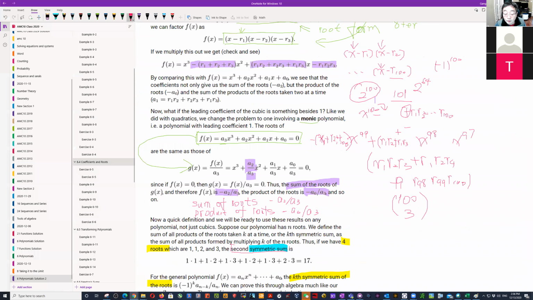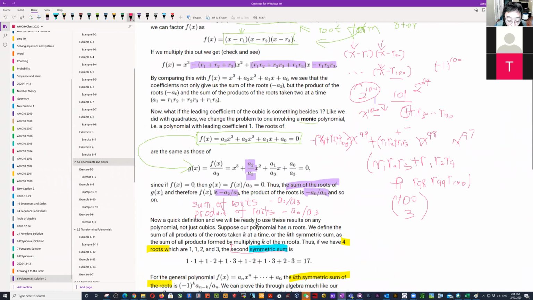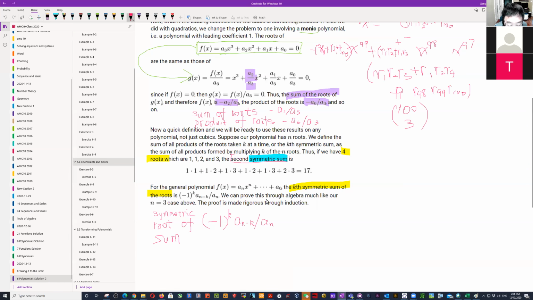Anyway, this is just coefficients and roots. Coefficients and roots have this relationship, and this relationship is very important. So in one word, to summarize this, the Vieta formula is the nth symmetric sum, which is actually the case.